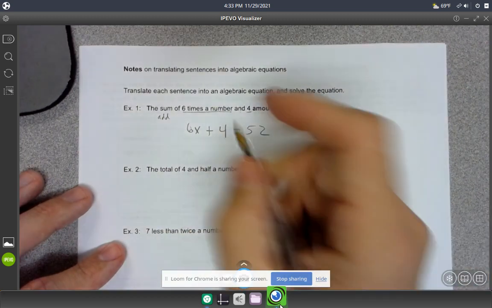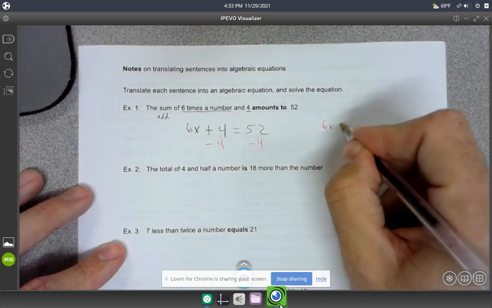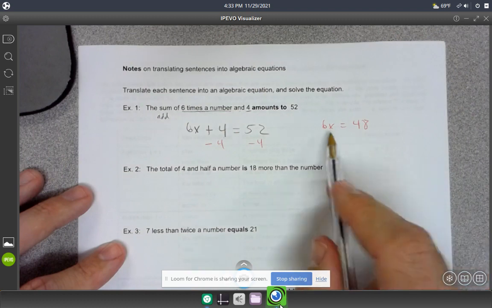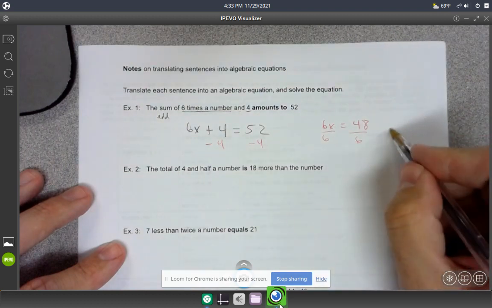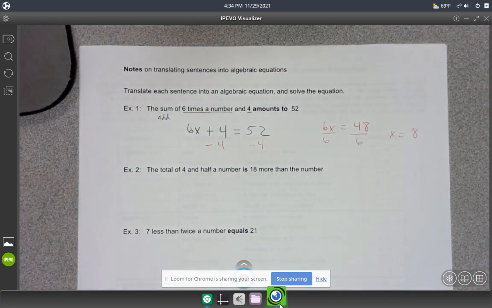And then you just solve the equation. Subtract 4 from both sides. That'll give you 6x equals 48, 52 minus 4. And then divide by 6. And you'll get x equals 8. Awesome. Number 2. The total, which is another word for adding, you're summing up 2 different things.